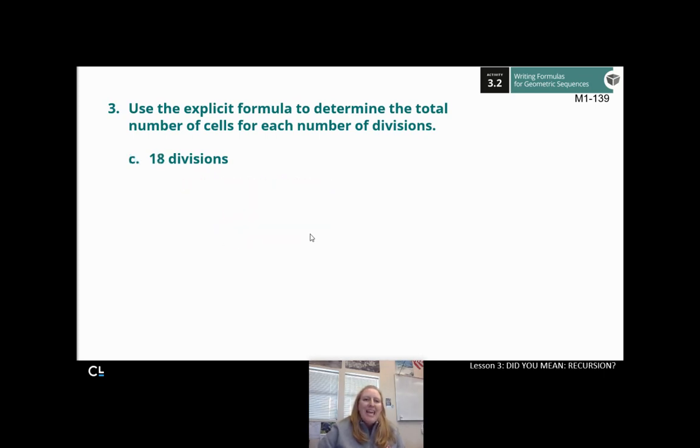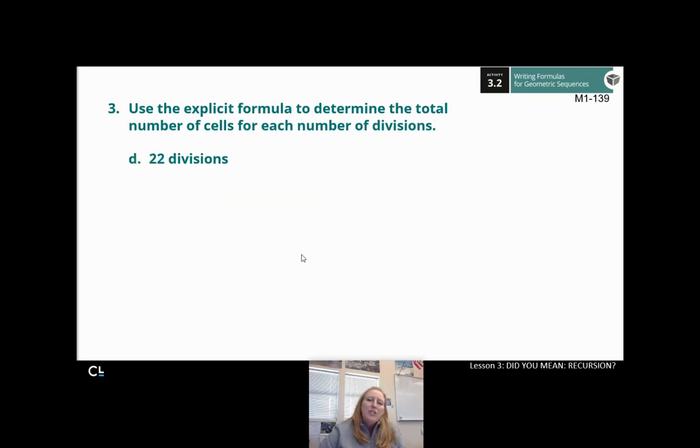Yay! 18 divisions means I'm looking at the 19th term. So again, everywhere you see an N, I'm going to plug in a 19. My first term is still 1. My common ratio is still 2. 2 to the 18th power is 262,144 times 1 is still 262,144.